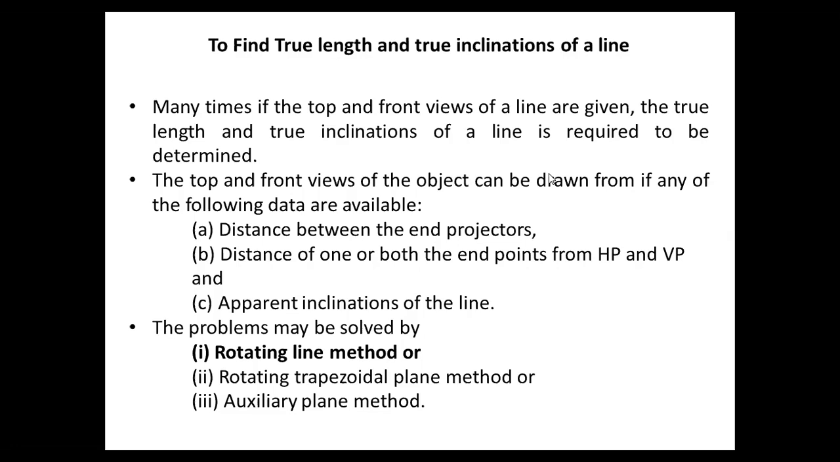Okay. Now, what are the true inclination symbols? We discussed it yesterday. Theta and phi. Theta is with HP, and phi is with VP. What are the apparent angles of inclination with HP and VP? Alpha and beta. Alpha with HP, and here we get beta.